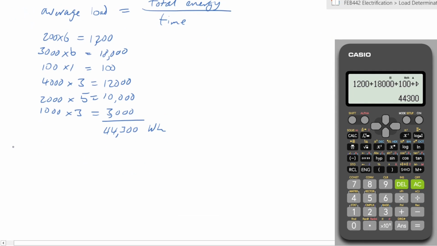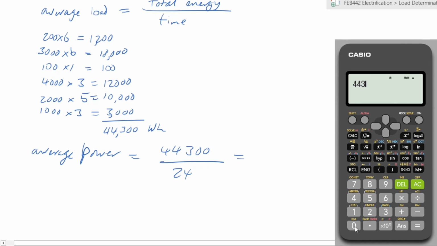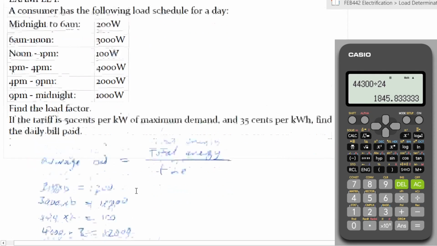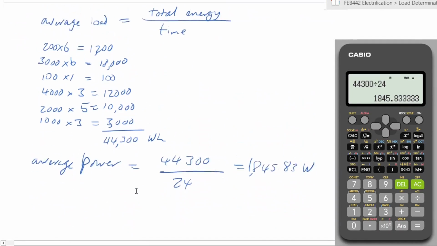Now to get the average power, we would do 44,300 divided by the time period, which is 24 hours. That is 1,845.83 watts. That's your average power over the entire period. You cannot just divide all 6 of them because they are over different periods of time. So you have to get the total energy over the total time in order for you to get the average power.